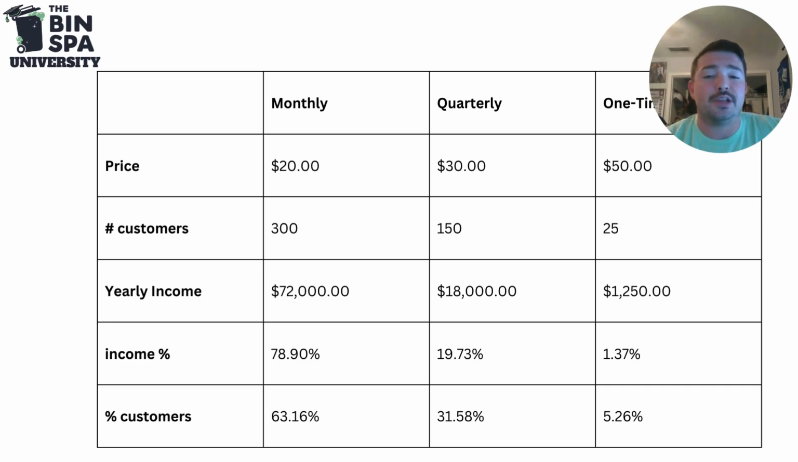It shows us our income percentage. It means we're getting about 79% of our revenue from our monthly customers, maybe only 20% from quarterly, and 1% from those one-times, which is nothing. And then we show how many customers we have. So a lot of customers are monthly, a good amount are quarterly, and very few are one-time customers.